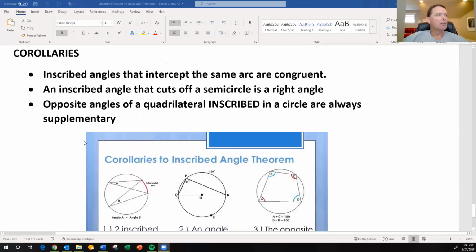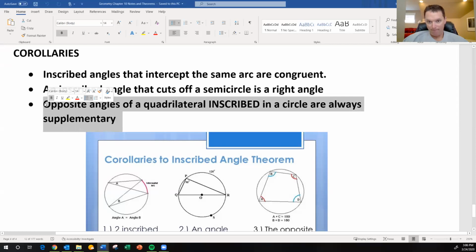And this one is a little bit unusual too. Opposite angles of a, wait a minute. I thought we were doing circles here, man. I didn't know we were doing quadrilaterals. We've already put that one away. Yeah, but wait, this is cool. Opposite angles of a quadrilateral are always supplementary. How is that possible? How is that possible?